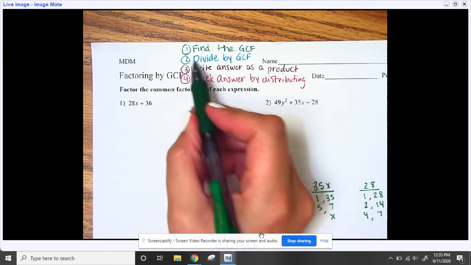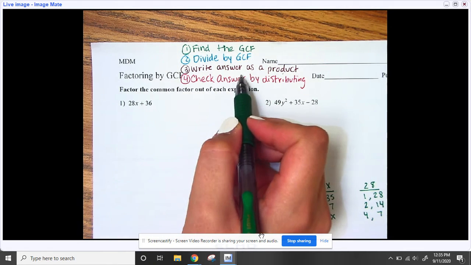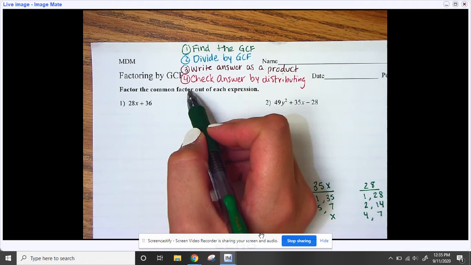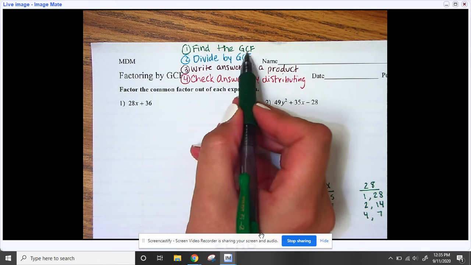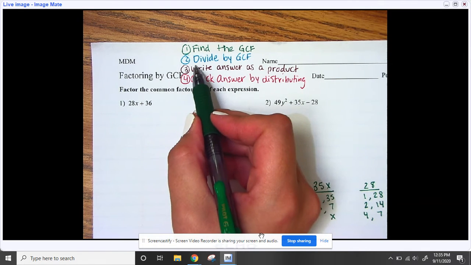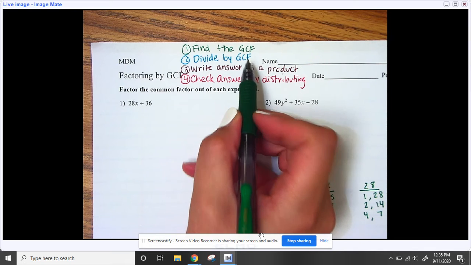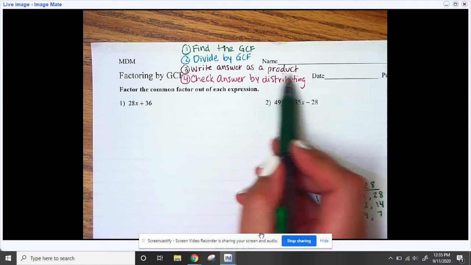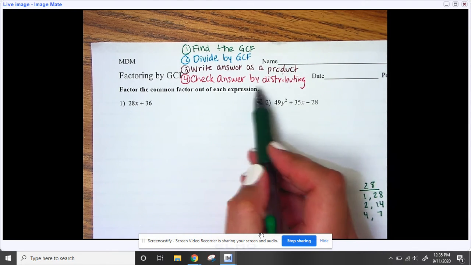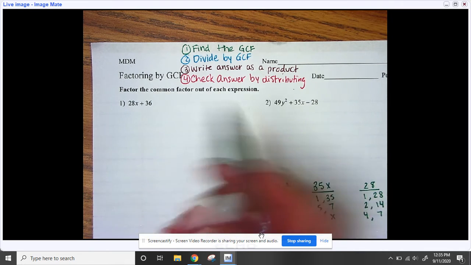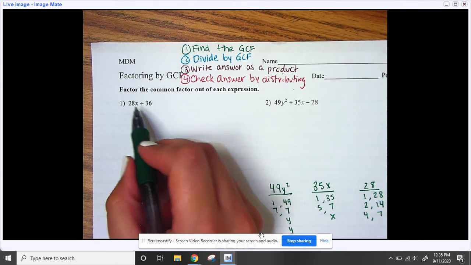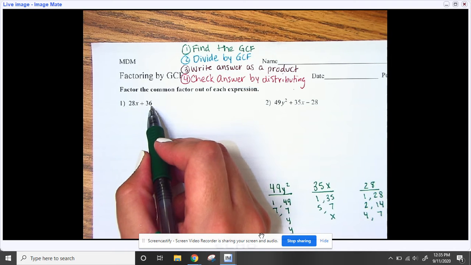Okay. Up here at the top, I've written the steps, so if you need to pause and write these down, please do so. We're going to find the GCF. Then we're going to divide by the GCF. We're going to write our answer as a product, and then we're going to check our answer. So let's start off with number 1. It says 28x plus 36.